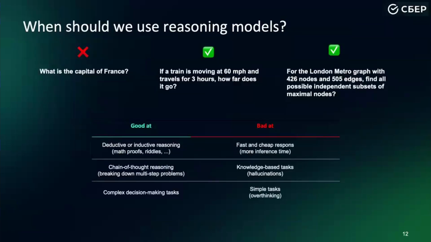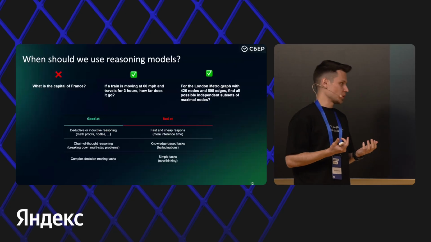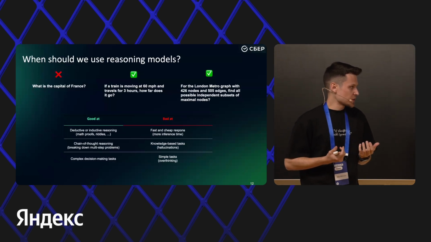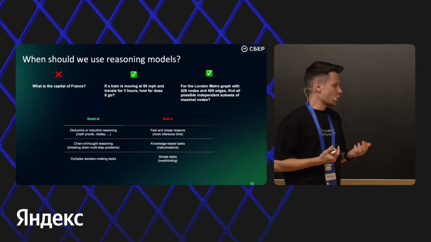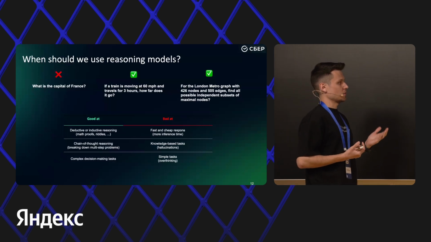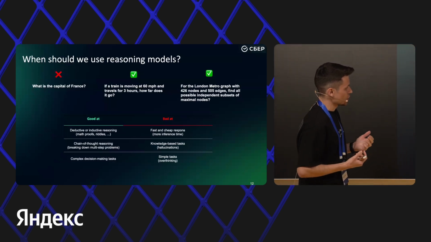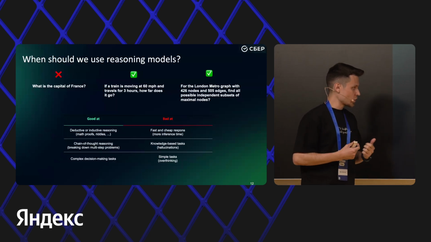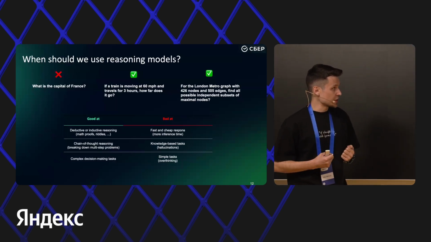And now there is the question: when should we use reasoning models? Firstly, we need to know that generating each token is an additional cost. For example, if you have a simple task, or if you need a fast and cheap response, in this case it is much better to use an instruct model because it is cheaper. But if you have a complex decision task, or we need deductive or inductive reasoning, or chain of thought reasoning, in this case, of course, it is better to use reasoning models.